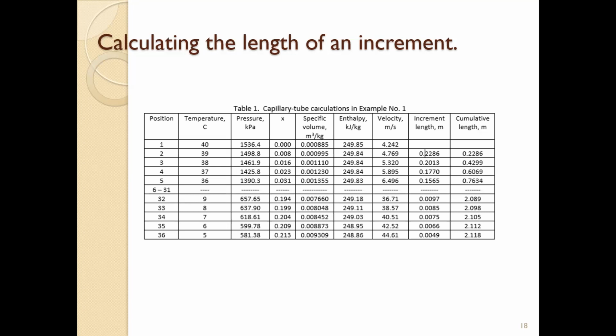So, ito nga. Pinalitan ko na. 0.2286. So, 0.2286 plus 0.2013 is 0.4299 and so on. Hanggang sa maging 2.118 ang length niya. Yan. So, meron ka ng length ng capillary tube.